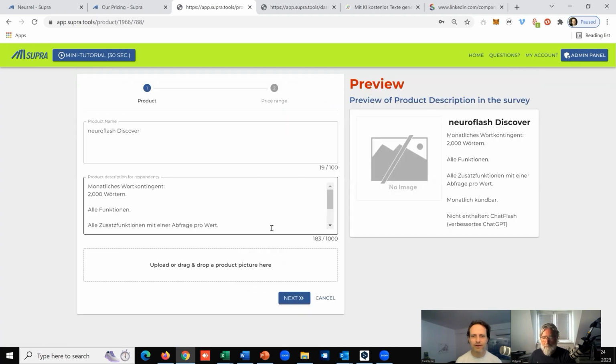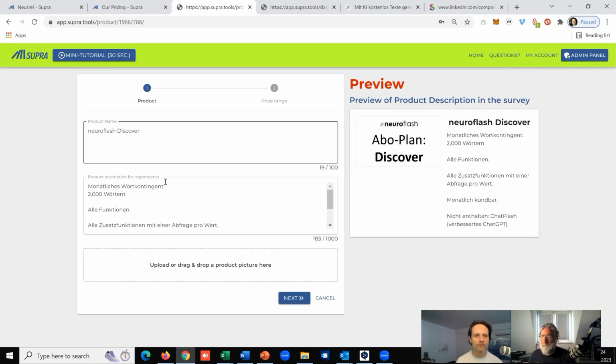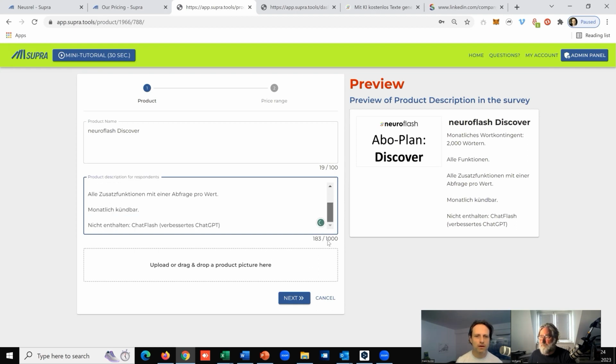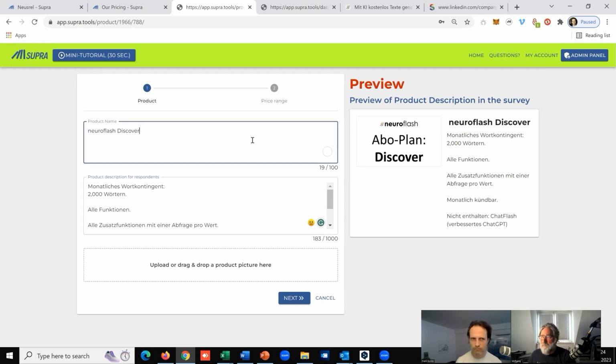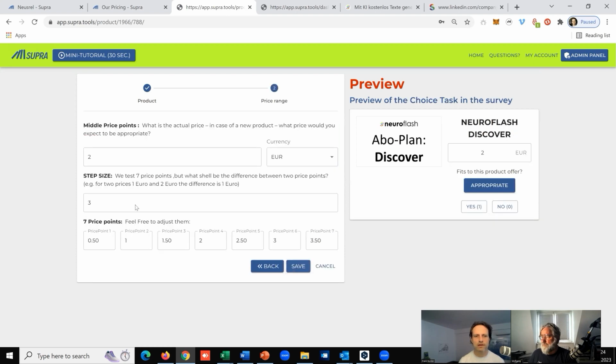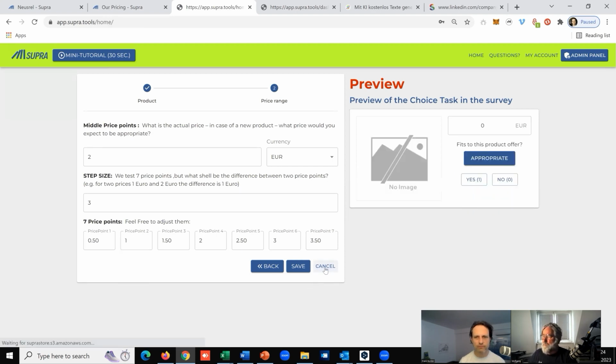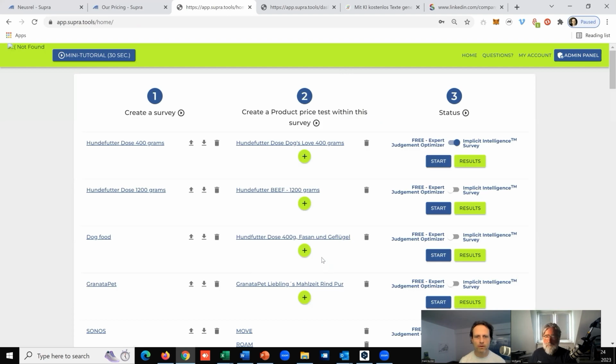So it's simply that you give the product description here. It was sent to German prospects. And you upload a picture. In this case, we did the logo and the name, right? And then as next, you put basically the middle price and the price steps, and then you get the different price points. These are the price points we tested.